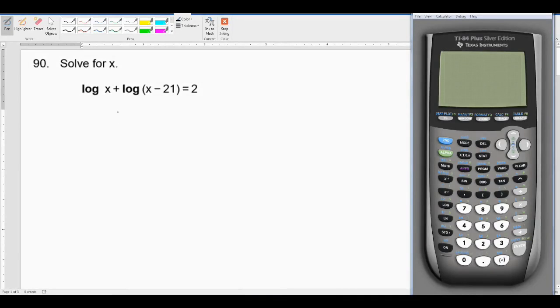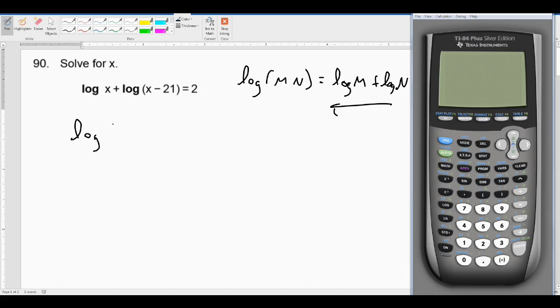Now in this problem, solving for log, it's a little bit more difficult. First thing we have to recognize is there's a property that says this. If you have log of m times n, it's the same as log of m plus log of n. We're actually going to go this direction. So if you get two logs being added together, it doesn't matter what the base is, you can combine them together as one single log by using multiplication.